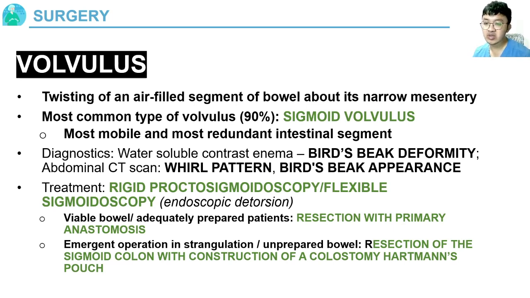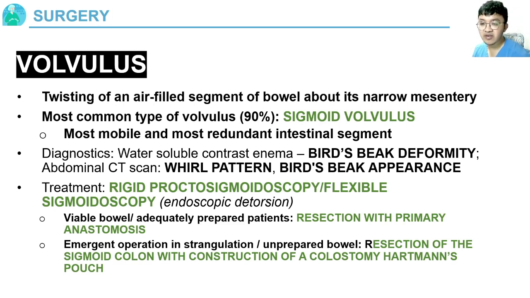So diagnostic, you can do a contrast enema or identify a bird's beak deformity. Bird's beak deformity means there's a transition point where you place your enema. For the abdominal scan, you're going to find a whirl pattern because the twisting of the mesentery is going to look like a whirl. And again, still the bird's beak appearance for the oral and rectal contrast.